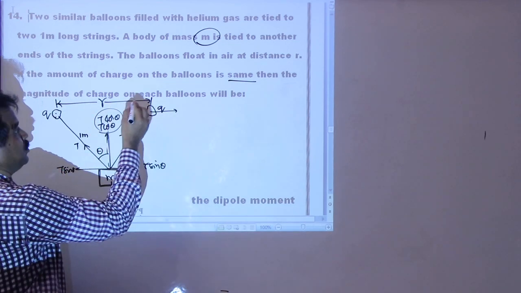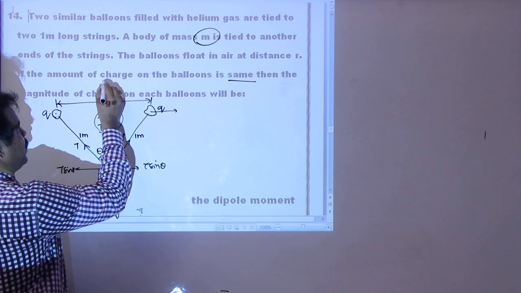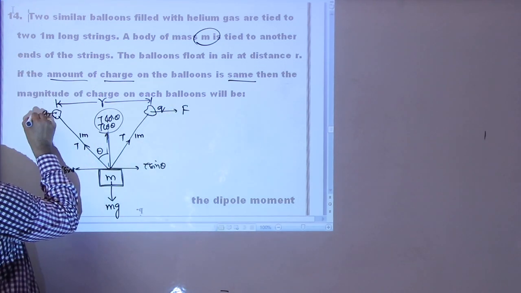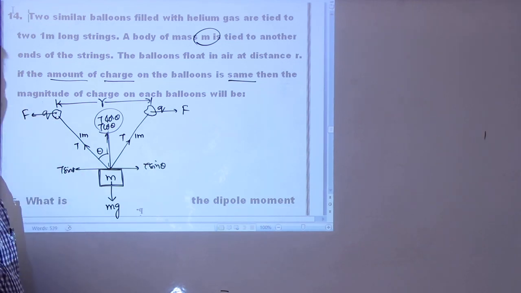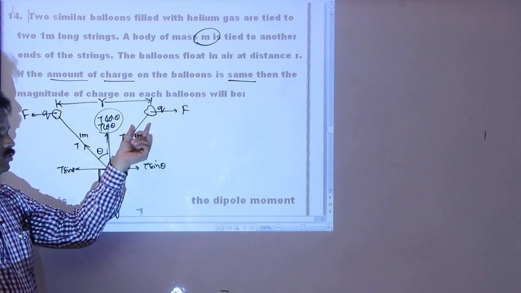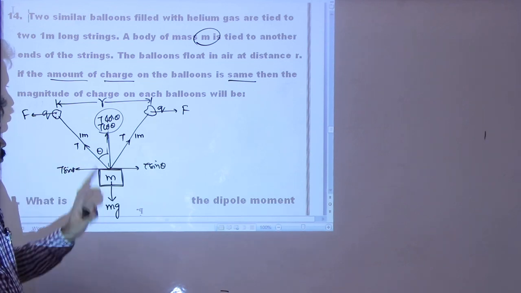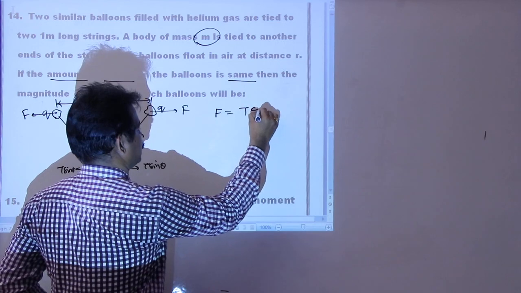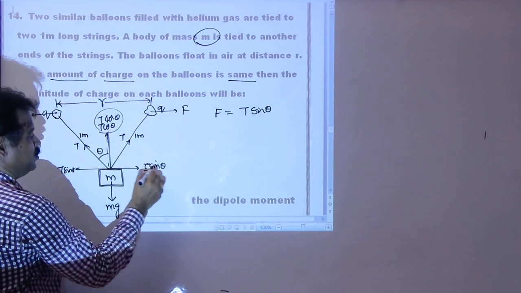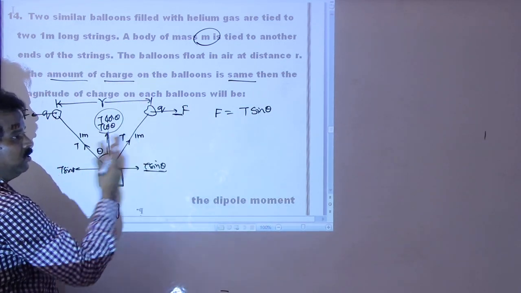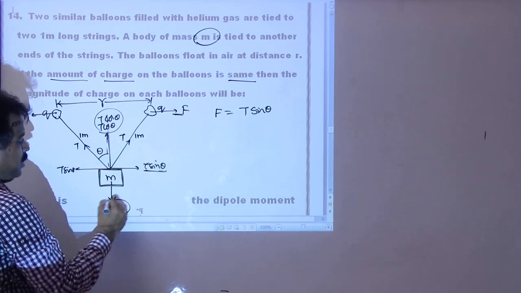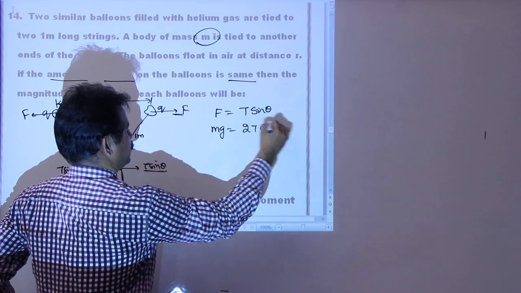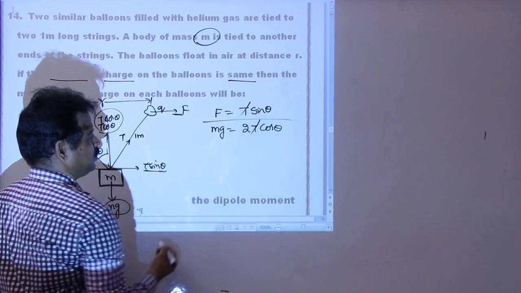And the next one, the balloons are repelling each other as they have similar charge. The amount of charge is the same, so this is F and this is also F. Here I am not considering the mass of the balloons because the balloon's mass is negligible. So in this case F is taken as T sin theta because these two are acting in the same direction. So F is equal to T sin theta and mg is equal to 2T cos theta.